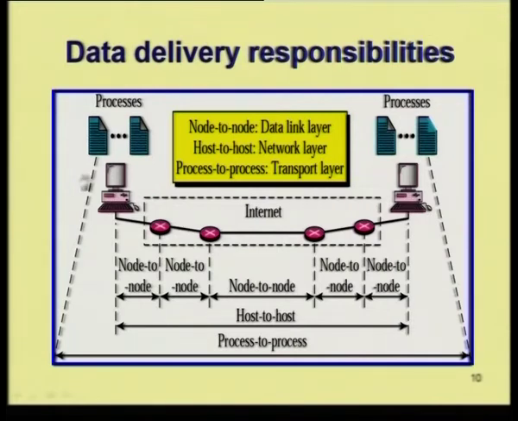Once you come to this host, which process here is the one which is sending the data and which is the process which is receiving the data? This process to process communication is handled by the transport layer protocol, right. So these are the three things we normally talk about: node to node delivery, host to host delivery, and process to process delivery of data.